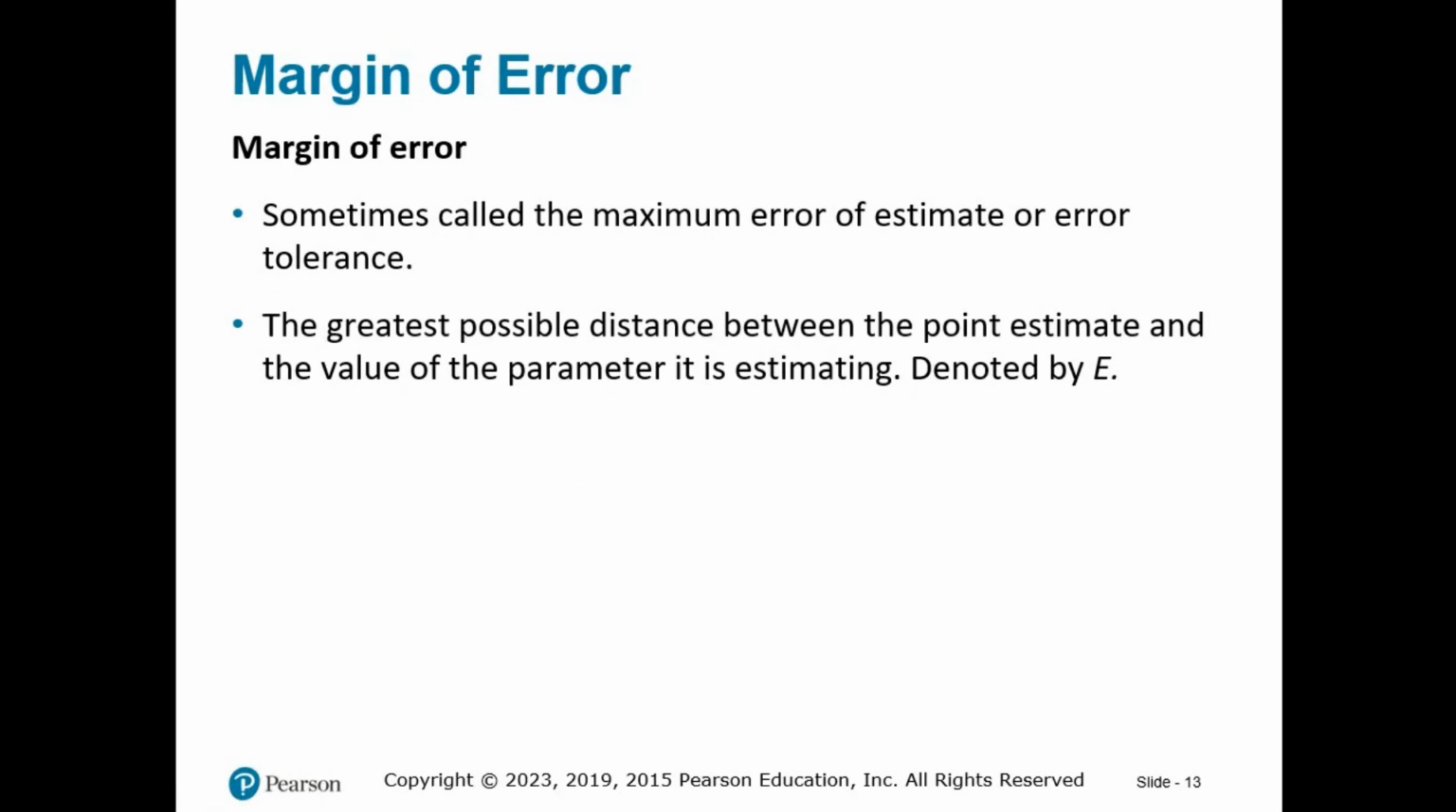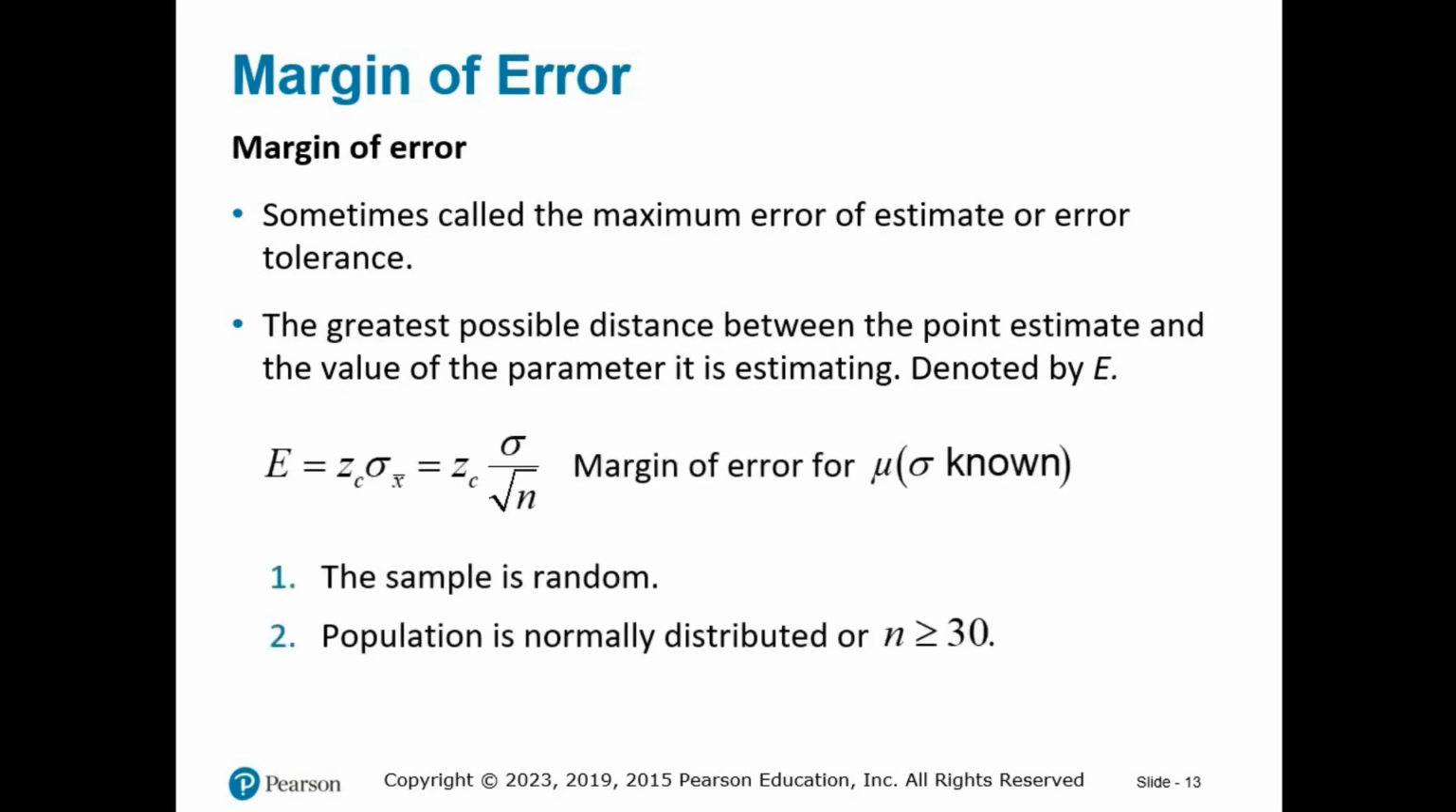The margin of error, sometimes called the error tolerance in the text. We take the critical z sub c value and multiply it by our standard error. Remember, that's the standard deviation of the sampling distribution of sample means, which is the ratio you see here: the population standard deviation divided by the square root of the sample size. This is known as the margin of error for mu when sigma is known. We're interpreting this as the greatest possible distance between our point estimate and the value of the parameter.